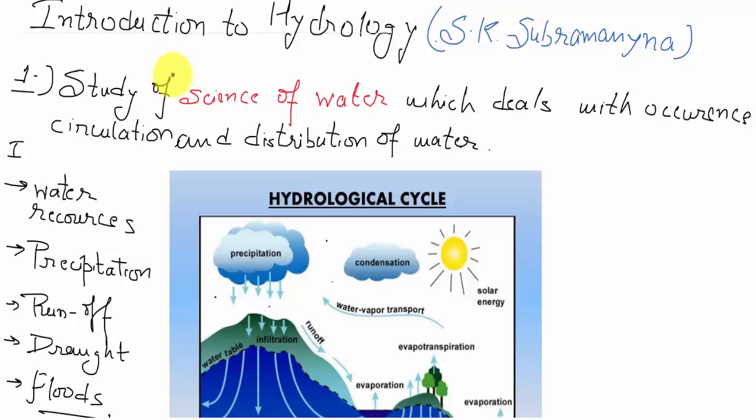As we know, all around us we see water in various forms. Basically hydrology is the science which deals with occurrence, circulation and distribution of water. Occurrence means how water on the earth, in various forms, comes to be, how it occurs. Circulation means how this form of water circulates from one place to another place, and distribution means the ratio in which various components of water are distributed.